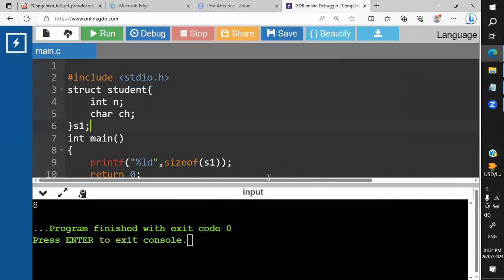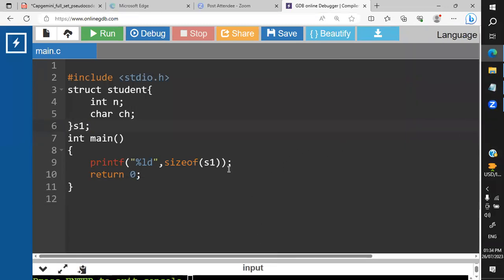Yeah. So this concept is called padding. What happens is it will try to take the sizes as 4 bytes. See, first the integer is 4 bytes. For an integer, it will allocate 4 bytes of memory. Then for a character, it will allocate 1 byte of memory.